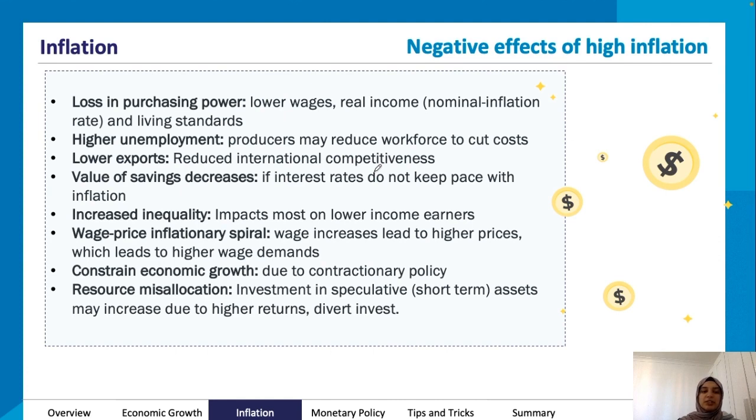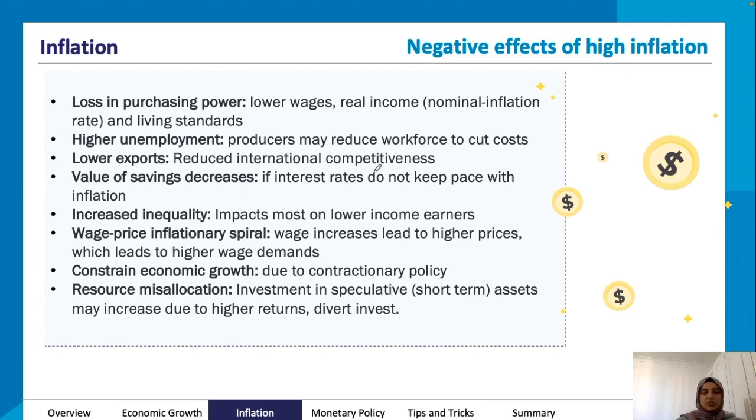Wage price inflationary spiral. So this is where wage increases lead to higher prices, like we just talked about with that cake shop example, which leads to higher wage demands. Okay, so if wages increase, they lead to higher prices. I say, oh my god, everything's so expensive, can you please increase my wage? And then it's just a process that keeps on going round and round in circles, which is why it's called a wage price inflationary spiral, because it keeps spiraling around.